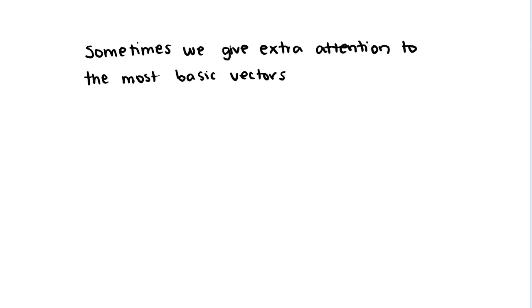So sometimes we give a little bit of extra attention to the most basic vectors out there, the vector 1 comma 0 and the vector 0 comma 1. So what are these vectors? Well, the vector on the left is the vector with 1 unit distance to the right, no vertical component. It's not moving up or down. And the vector on the right is the vector that's 1 unit in the up direction with no horizontal component.